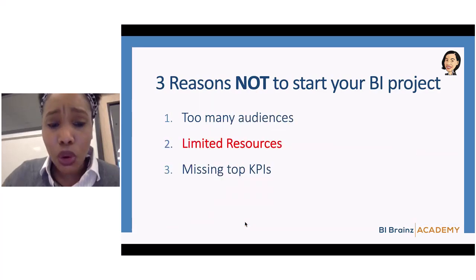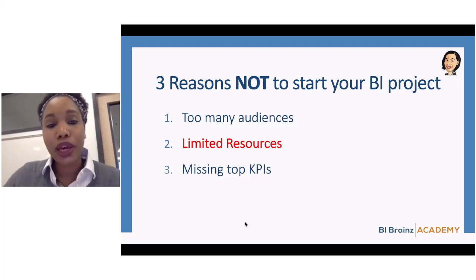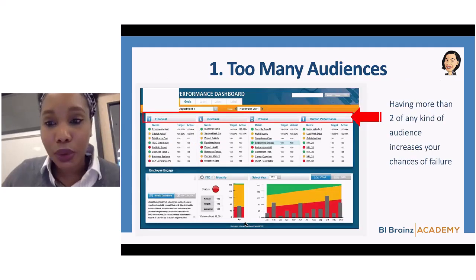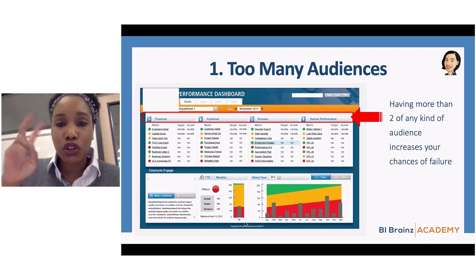So let me go through 3 things I want you to take away, and these are 3 reasons why you shouldn't start the project. Number 1 is too many audiences, and I'll go through these in detail. Number 2 is limited resources, and number 3 is if you're missing your top KPIs. So what do I mean by too many audiences? So here's a good example of this, right? One of the things that we learn that's really important is we have a rule of 2 that we teach, okay?